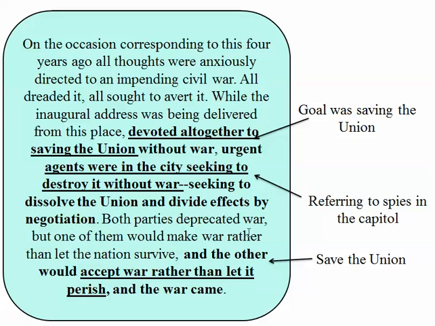"Both parties deprecated war, but one of them would make war rather than let the nation survive." He's talking about the South making war. "And the other would accept war rather than let it perish." In other words, he's saying the aggressor, the one who started this war, was the South, not the North. "And the war came." We're here to save the Union, and we had to fight a war to do it. And then this Civil War came.